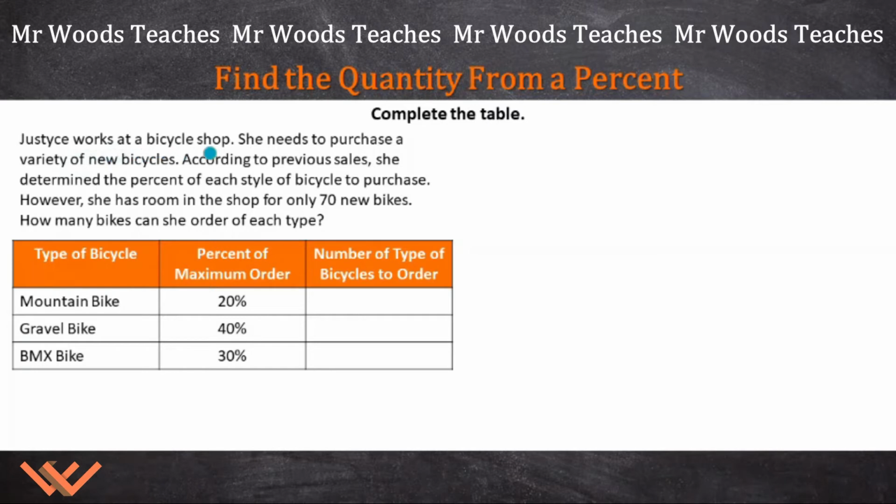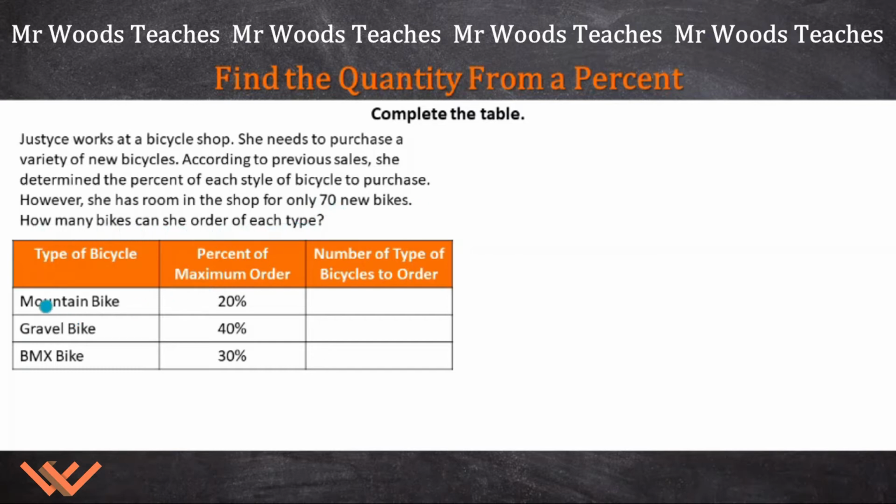Justice works at a bicycle shop. She needs to purchase a variety of new bicycles. According to previous sales, she determined the percent of each style of bicycle to purchase. However, she has room in the shop for only 70 new bikes. How many bikes can she order of each type?